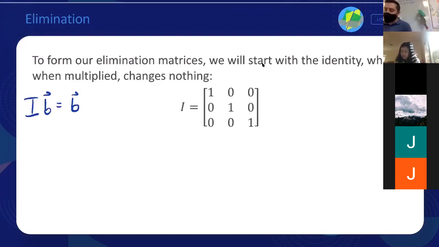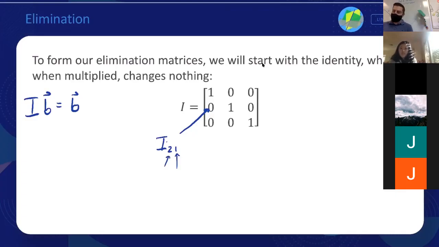What we would see is that I would want to change what's in the 2, 1 spot. Okay, second row, first column. If I change that to a number, it'll take that number times row 1 and add it to row 2 of whatever I multiply.